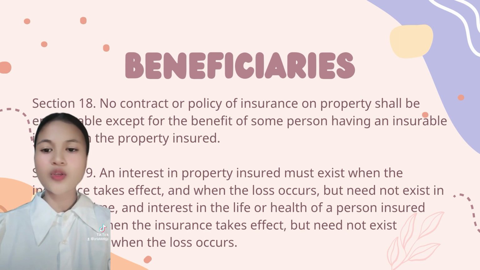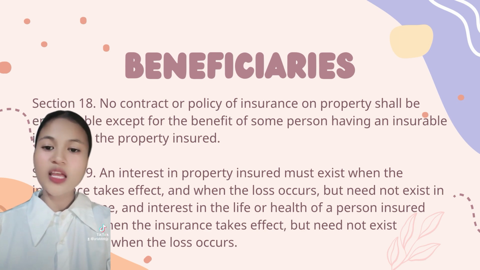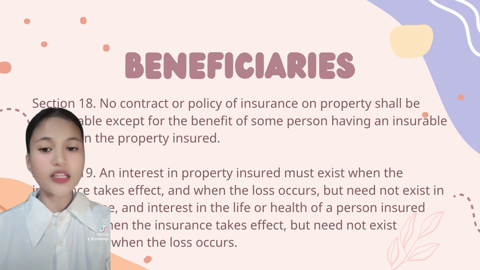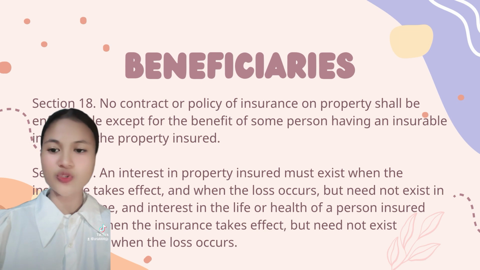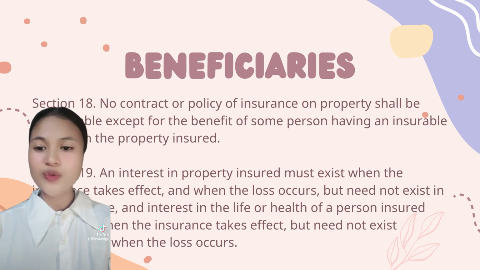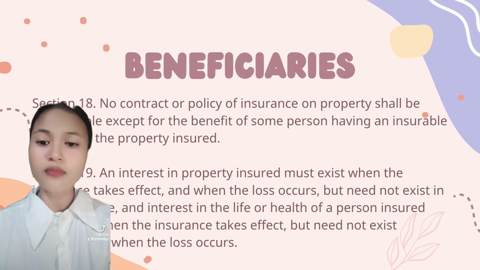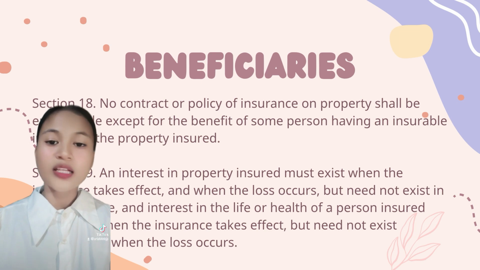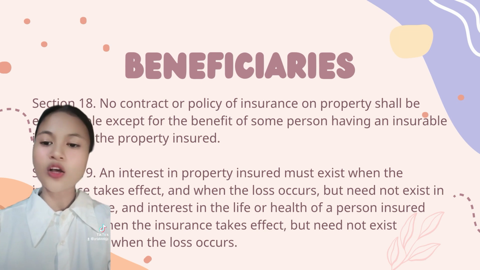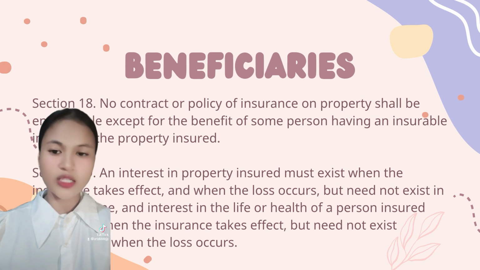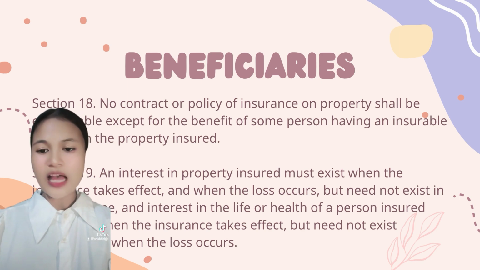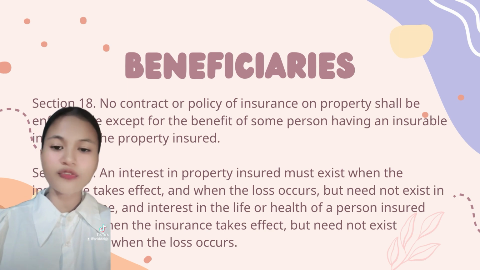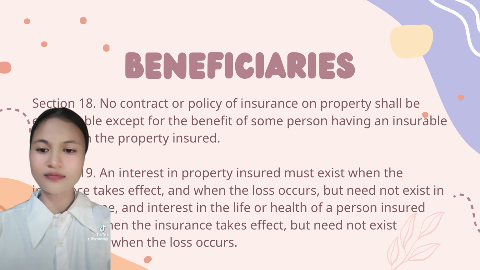With respect to the insurance on property, it is imperative that the beneficiary is a person having an insurable interest in the property insured. However, an interest in property insured must exist when the insurance takes effect and when the loss occurs. On the other hand, interest in the life or health of a person insured must exist when the insurance takes effect, but need not exist thereafter or when the loss occurs.